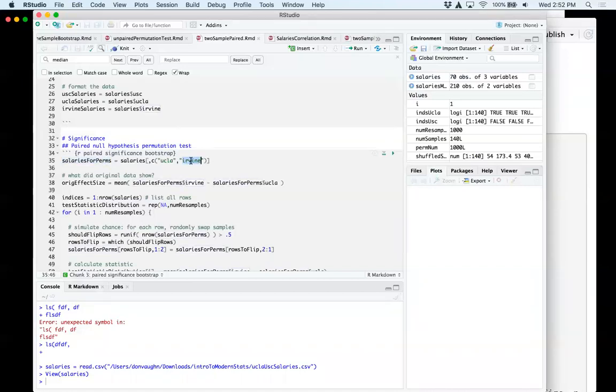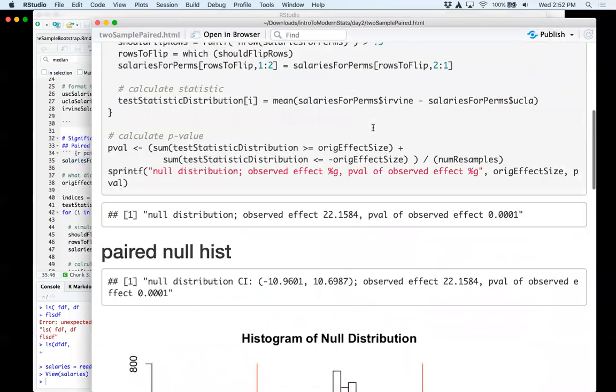Sorry. So what we did before was the difference between Irvine and UCLA. I changed this from class to class. So yeah, there is an answer. It's a $22,000 difference between Irvine and UCLA. Remember what it was between USC and UCLA? 16. It was 16. So it was actually a larger difference. And not shockingly, we have a very extreme p-value.